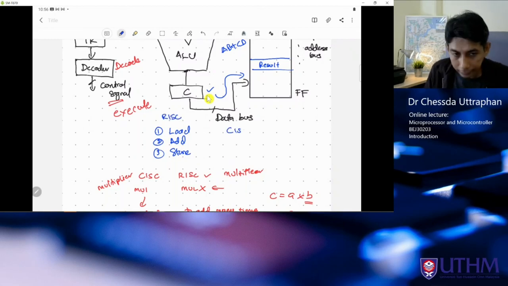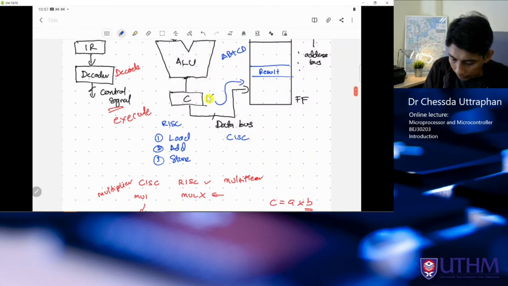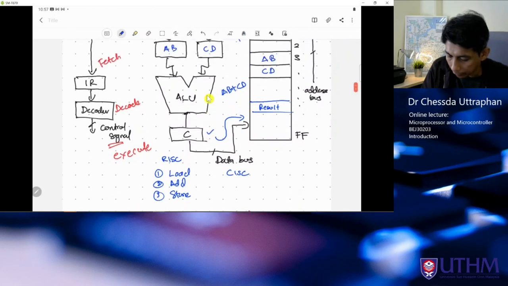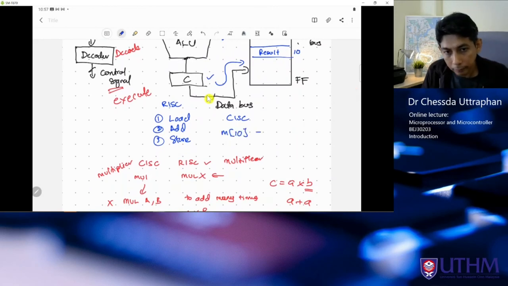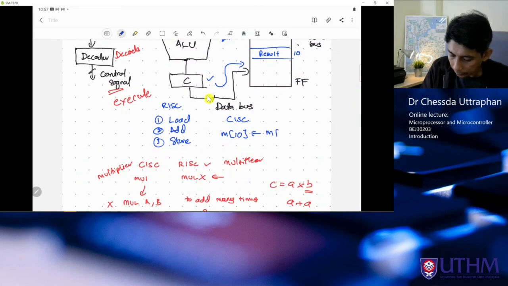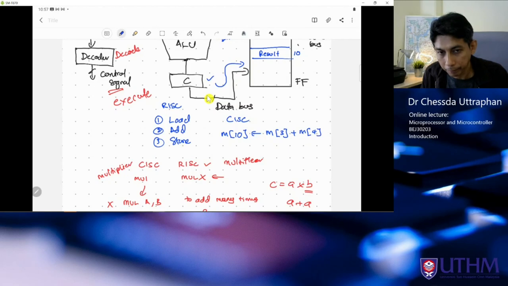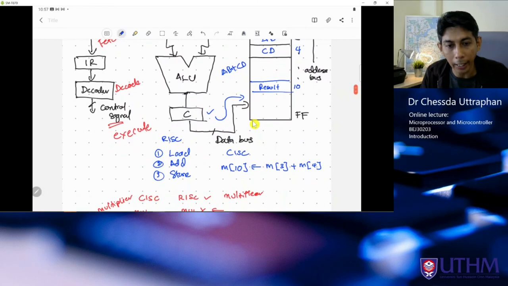So you need three operations or three instructions for RISC. But for CISC, you will have an instruction that you can do something like this. Memory, for example, this is location number 10. You can do memory number 10, this is number 3, number 4, you add, in one single instruction, without the need to load to the register. That means you have an extra circuit that can get the data from the memory, go to the ALU and straight away back to the memory, without the need to load and store.